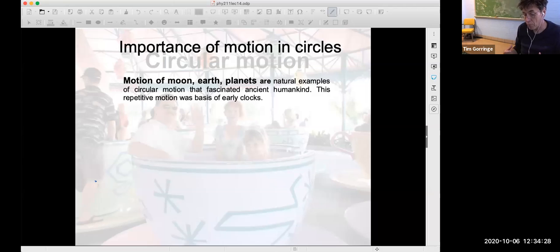And actually, as you know, the repetitive motion of the Earth around the sun or the moon around the Earth have been the basis for telling time, for early clocks. Our year is defined by the motion of the Earth around the sun. A day is defined by the rotation of the Earth about its axis. A month is defined by the rotation of the moon about the Earth. So these natural examples of rotational circular motion were very early natural clocks.